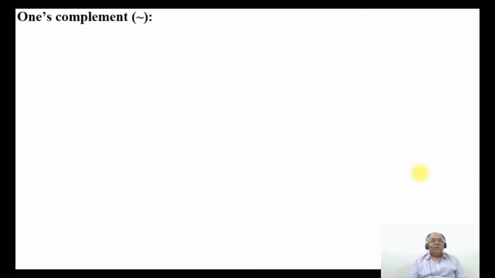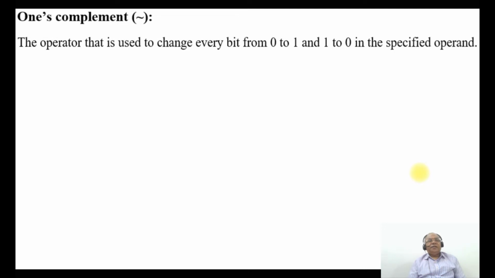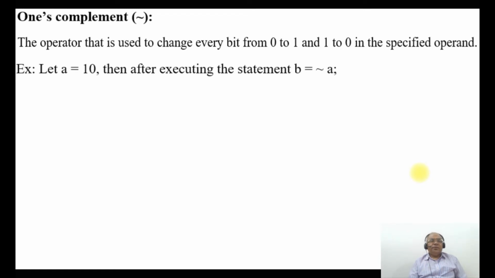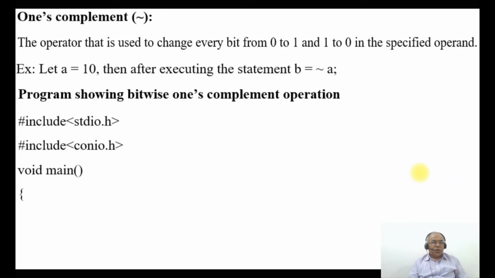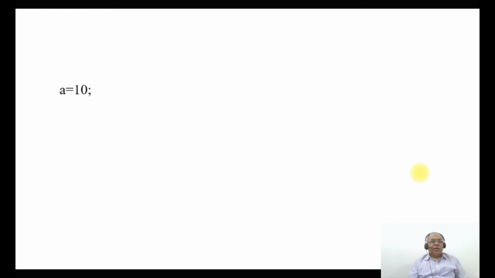So next, the 1's complement. It is the operator used to change every bit from 0 to 1 or 1 to 0 in the specified operand. Let a be equal to 10. Then after executing the statement b equals tilde a. So that means the program showing the bitwise 1's complement operation: include stdio.h and conio.h, void main, clrscr, unsigned char a, b. So a is equal to 10, which means 0000 1010.